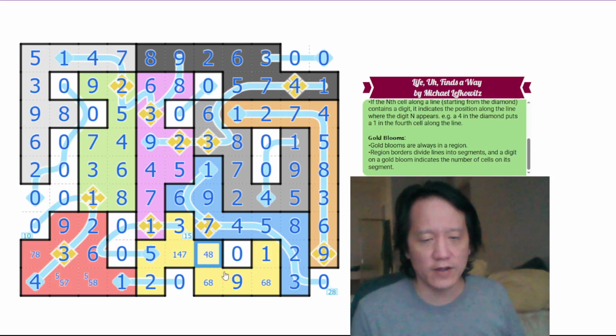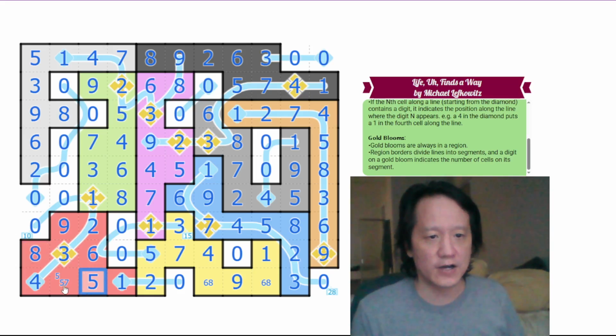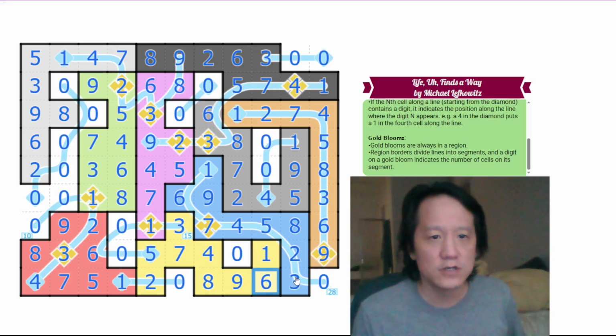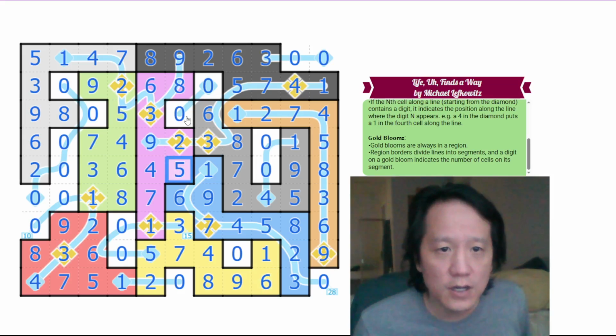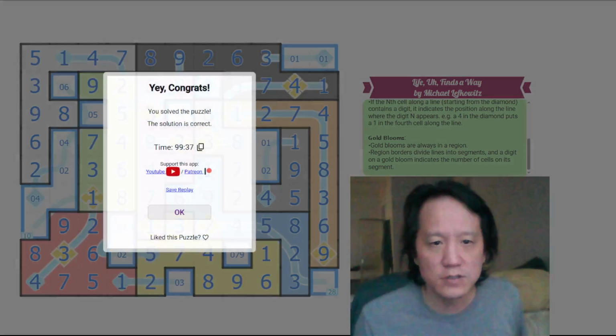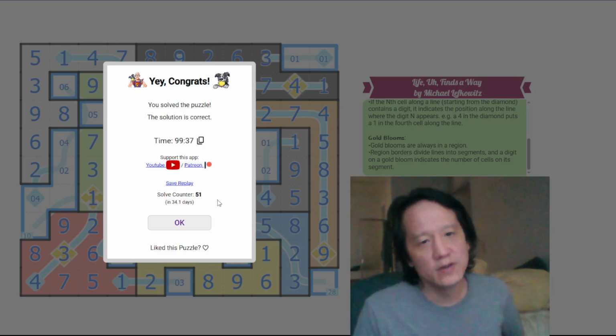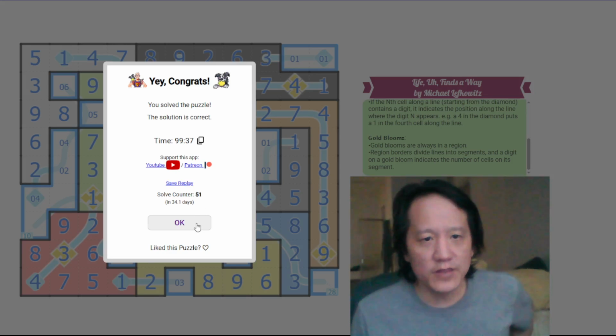This can't be 8, that's 4, which means this is 7. That makes this 8, which makes this 5, which makes that 7. This 6 eliminates 6 here, so this is 8, which makes that 6. Uh-oh. Oh, do we have the zeros? Yeah, they didn't like the zeros. Okay. And that's a solution.